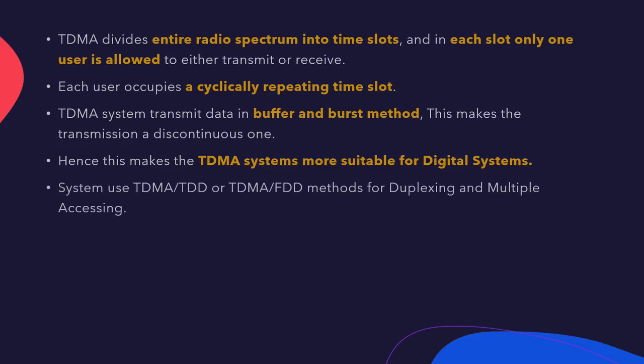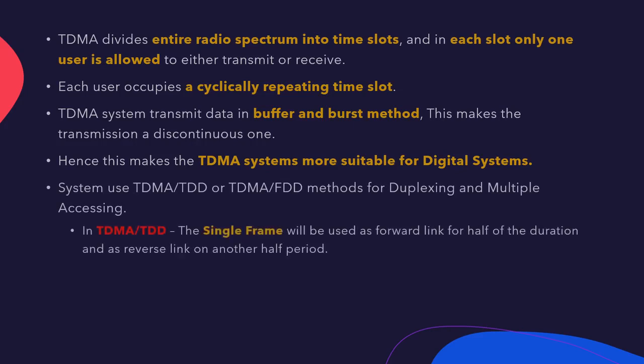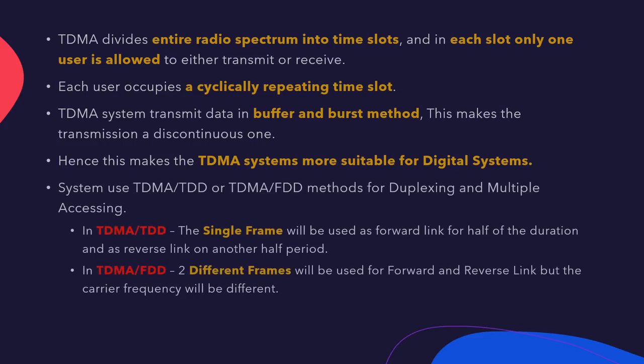For the concept of duplexing, TDMA is divided into two concepts. First, TDMA TDD. In TDMA TDD, a single frame will be used as the forward link for half of the duration and as the reverse link for the other half. For FDD, two different frames will be used for the forward and reverse link, but the carrier frequencies will be different.